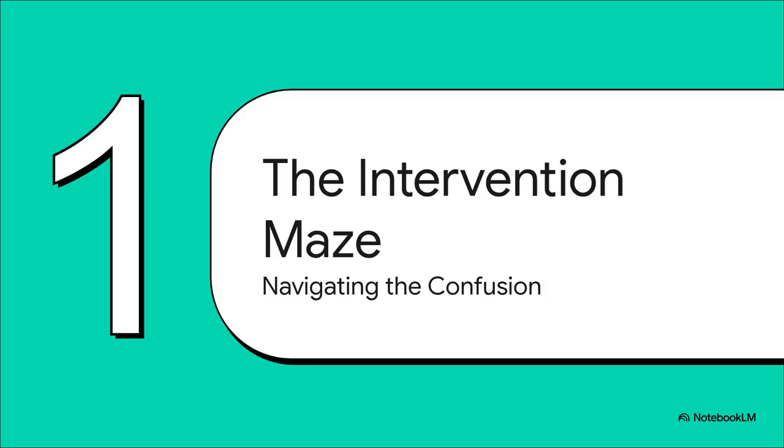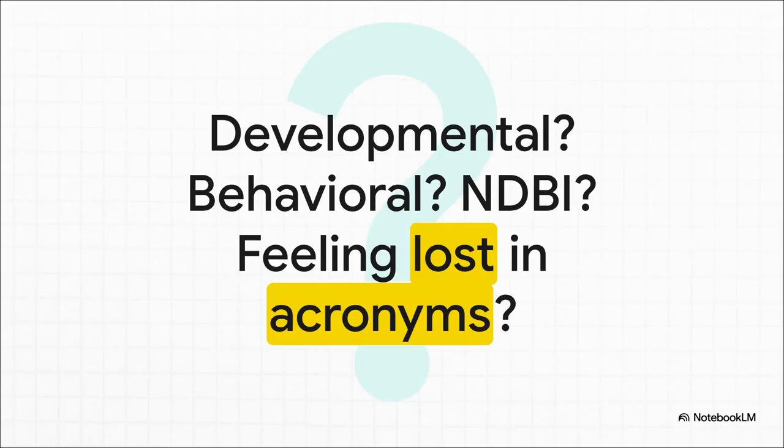All right, so before we can really appreciate the solution, we have to get to grips with the problem. Why do we even need a new term in the first place? Well, it all starts with this feeling of being trapped in an intervention maze. I mean, seriously, if you've spent any time researching support for autistic children, you've been bombarded with terms like these, right? Developmental, behavioral, and the newer one, NDBI, which stands for Naturalistic Developmental Behavioral Interventions. It is so easy to get lost in this alphabet soup, and it turns out there's a really good reason why it's all so confusing.